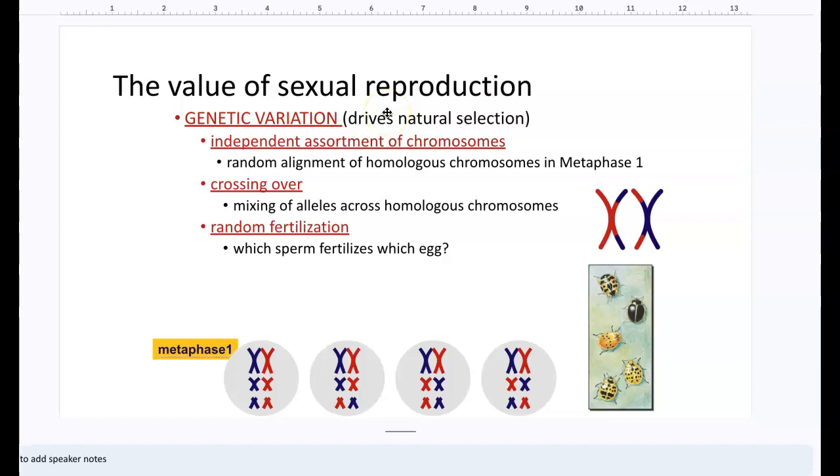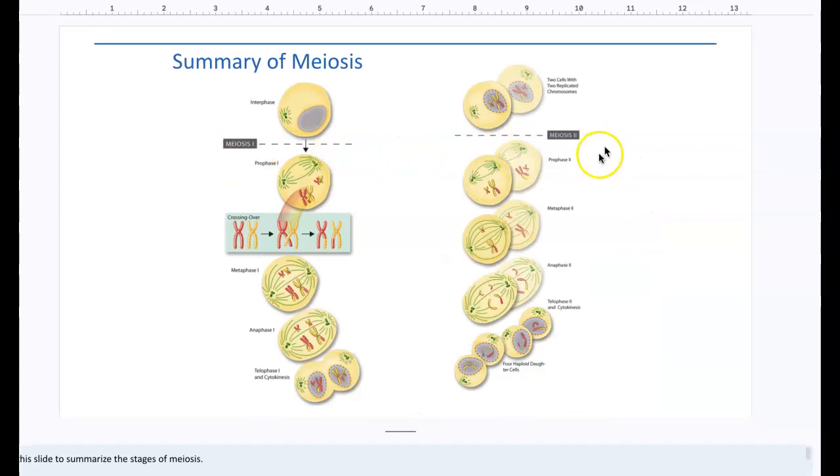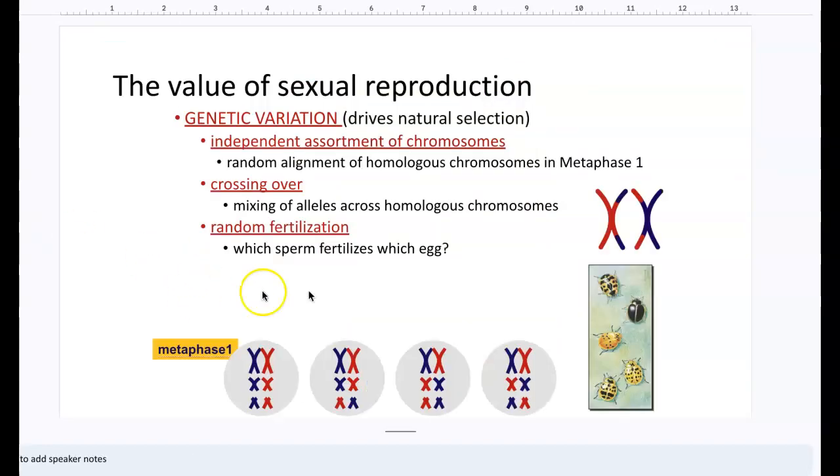You have the independent assortment of chromosomes, that they line up completely randomly in metaphase 1, right? So if we look back to right here, you can see this random alignment of the chromosomes during metaphase 1, which means that you might be getting moms, you might be getting dads, you might be getting a mix of the two, and that lining up is going to mean that there's no guarantee of which combination of chromosomes are going to get passed on to your sex cells.